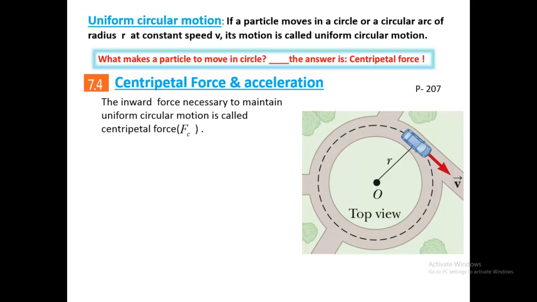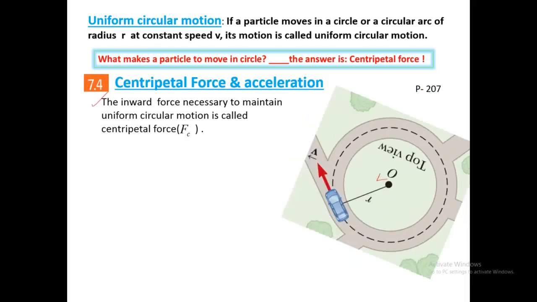What makes a particle move in a circle? The answer is centripetal force. So what is centripetal force? It is the inward force necessary to maintain the uniform circular motion, F sub c. It is directed towards the center of the circle. It's the center seeking force.